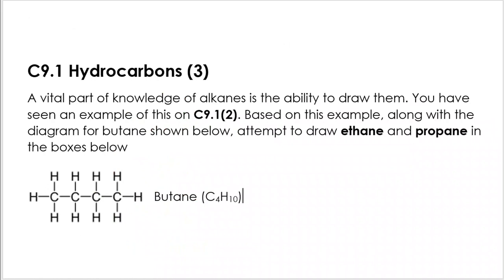Now let's go back and look at these in a bit more detail, because we need to be able to draw them. I've got butane drawn here. We had a table earlier that gave us some information about ethane and propane. How would you draw ethane and propane? So here are the names. The formulae, if you want to pause at this point, if you weren't sure, are C2H6 and C3H8.